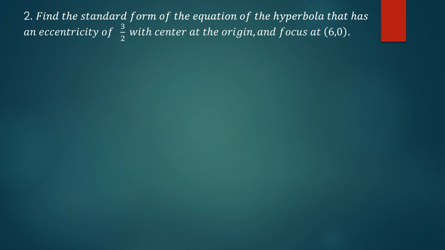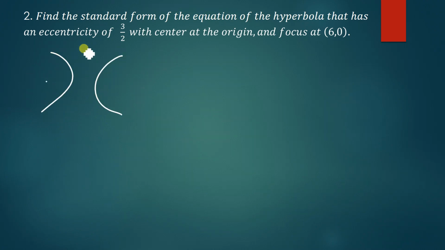It says find the standard form of the equation of the hyperbola that has the eccentricity 3/2, with the center at the origin and the focus at 6,0. So here we're talking about the hyperbola. When you find such a question, the first thing you need to do is understand the geometry you are dealing with. In this case, we're dealing with the hyperbola, which looks like this.